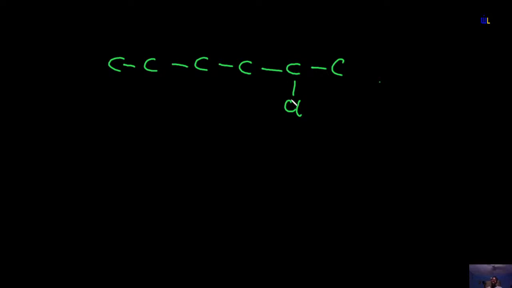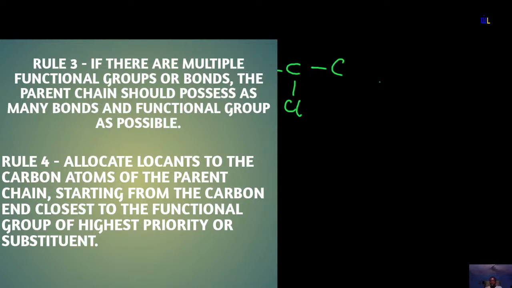Now, halogens usually occur as substituents. They are not major functional groups, so they are usually substituents. Having said that, if I'm to allocate locants, I said locants are serial numbers. I'm going to start from either this end or this end. Remember, the rule says allocate locants starting from the carbon end closest to the functional group of highest priority or substituent. If you are not seeing any functional group, you now consider substituent. But if you are seeing a functional group, you consider it before you consider the substituent. So let's continue.